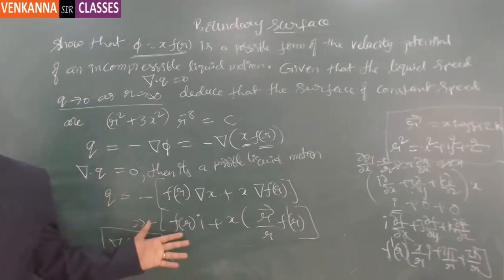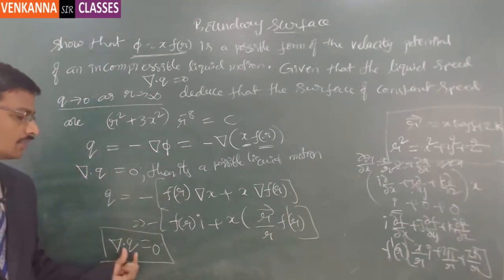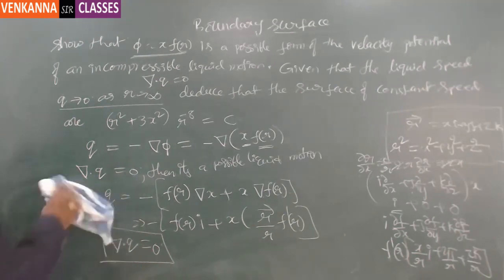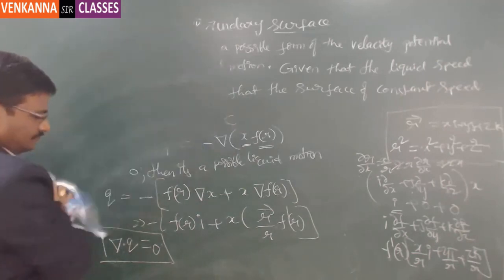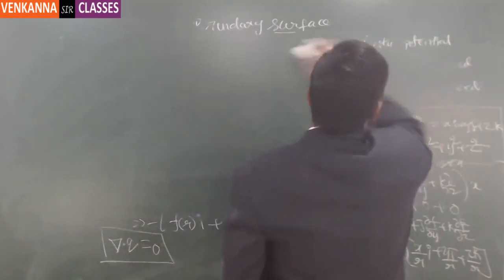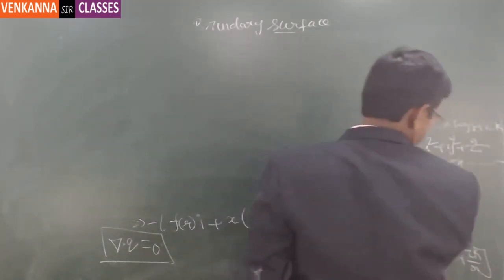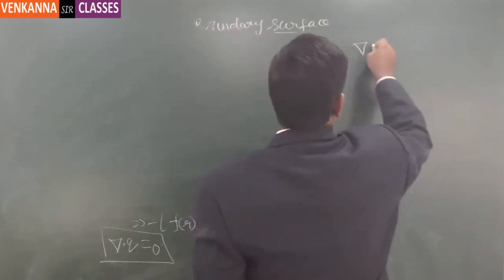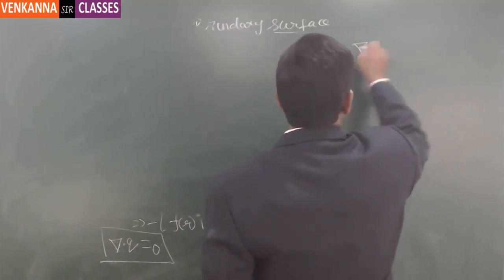Note this down, and then try to find del dot q for this. So q is given. Is it noted? Okay. So finally what we have got is, del phi is nothing but q.